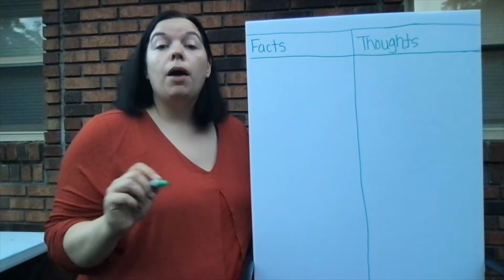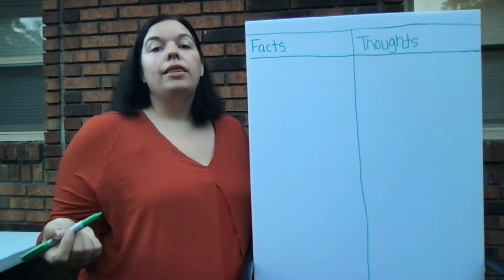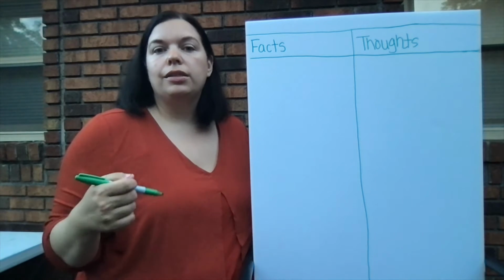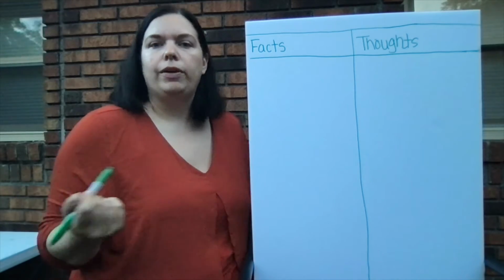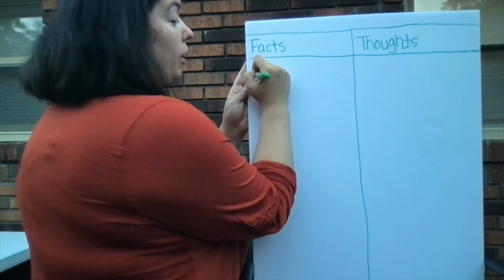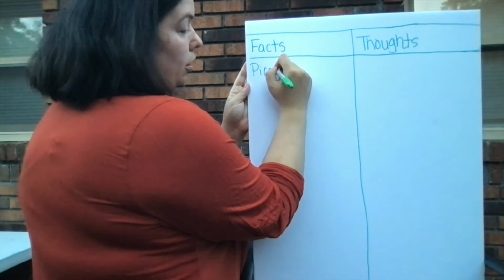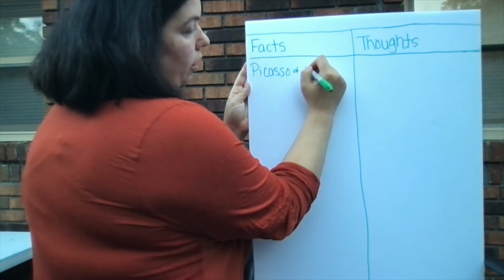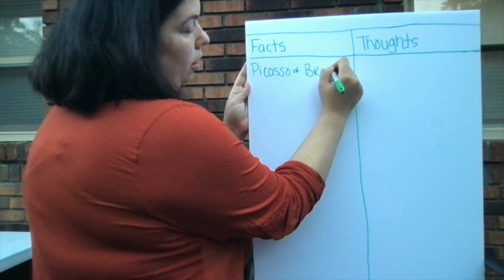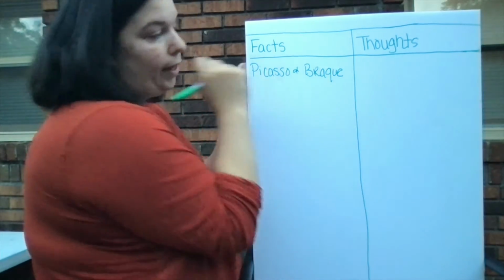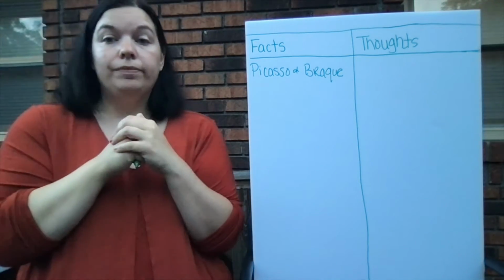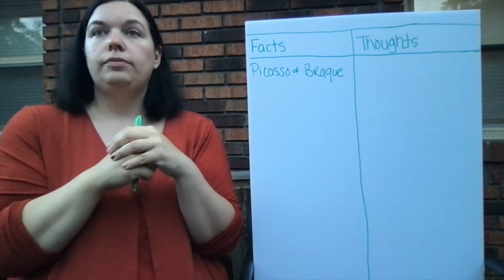Right. So both Pablo Picasso and Georges Braque, they were both Cubist artists that dabbled in both genres of it. Okay, so let's put our fact as Picasso and Braque. All right. Any other facts about it? What else can you tell me about the article?